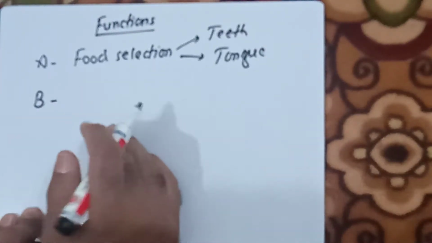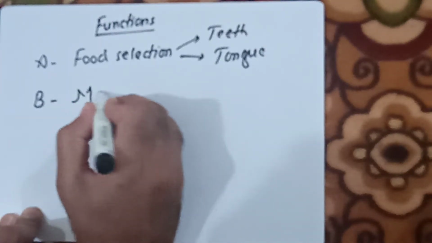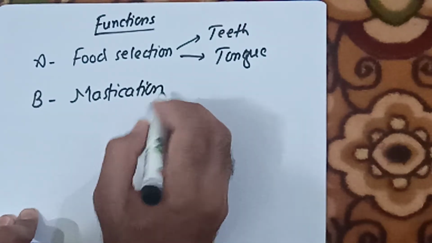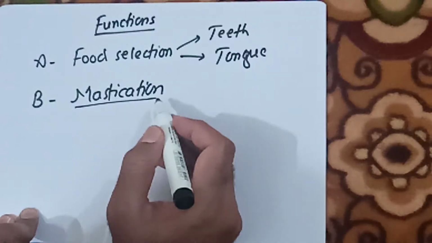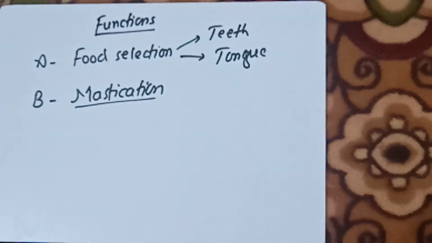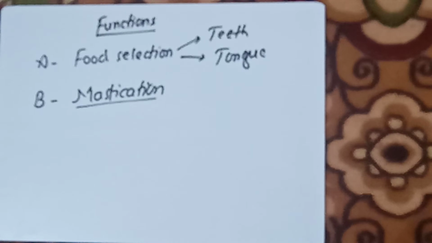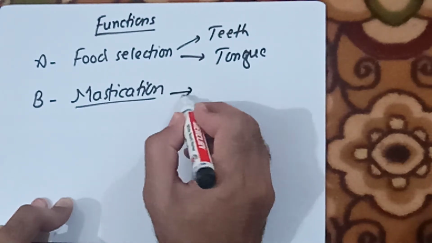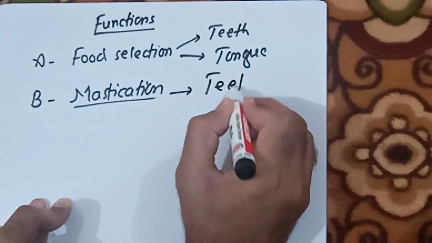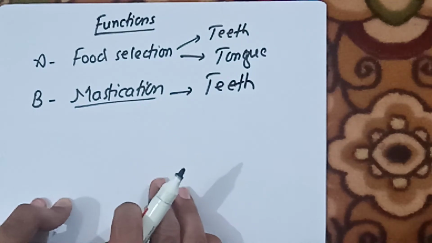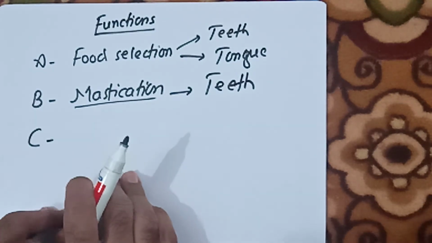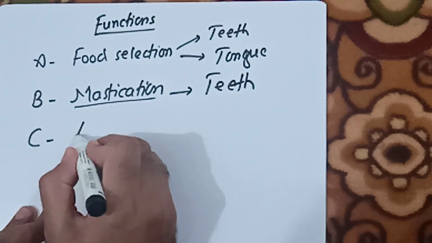Then the second function is mastication. Mastication means the breakdown of large particles of food into smaller particles. So food will be broken down into smaller pieces, and that will be done by means of teeth. The third function of the mouth cavity is lubrication.